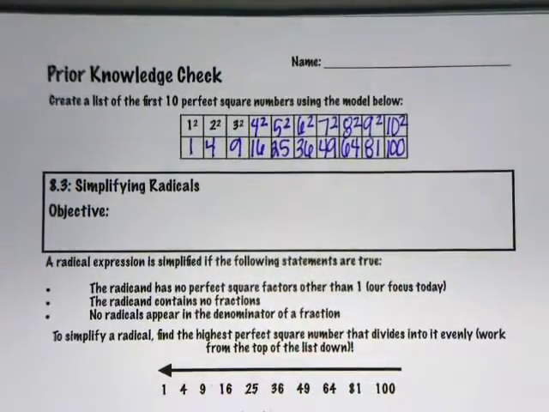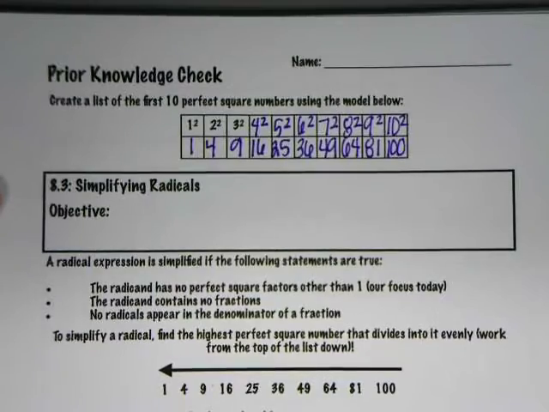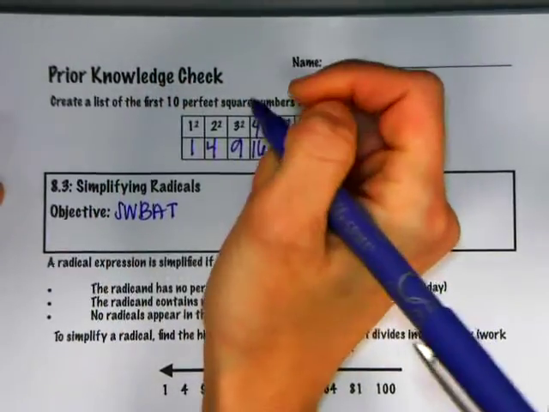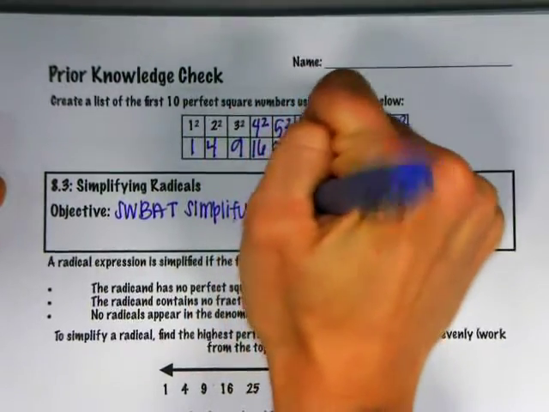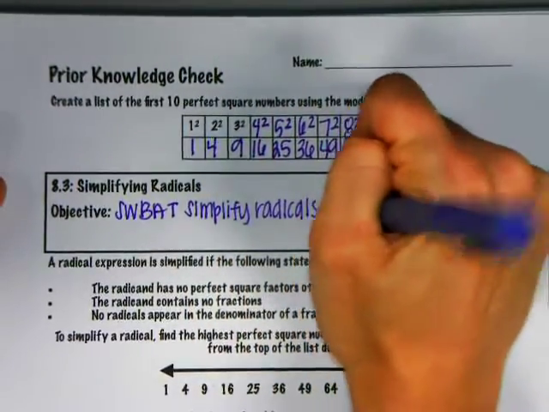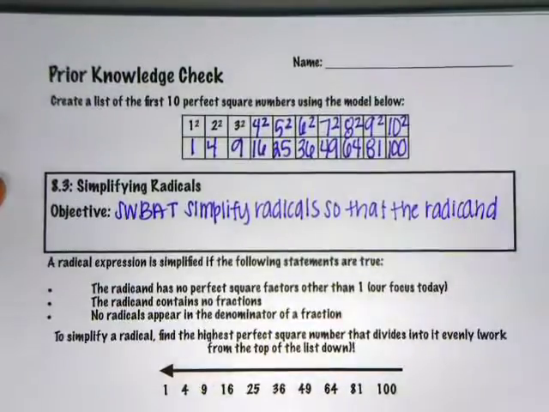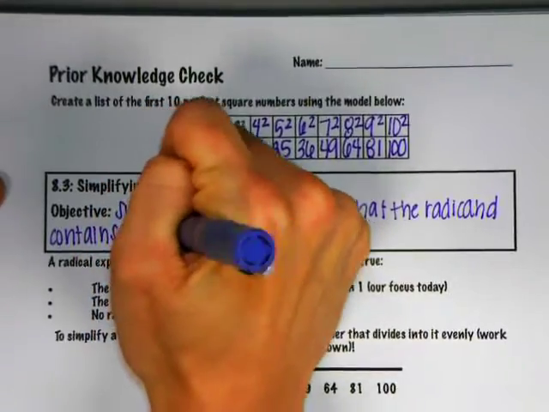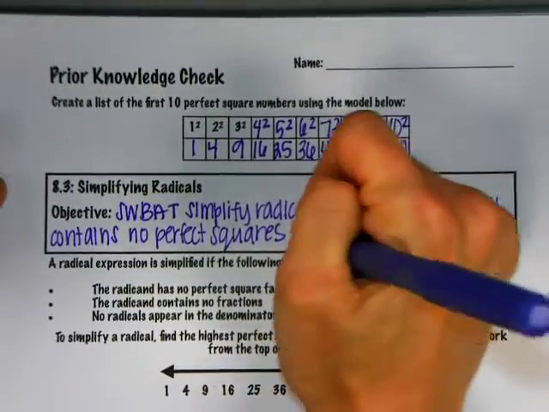Okay, so we are simplifying radicals today, so it's kind of like the equivalent of reducing a fraction, but for square roots. Okay, so your objective is students will be able to simplify radicals so that the radicand, which is the stuff underneath the square root, contains no perfect squares other than 1.